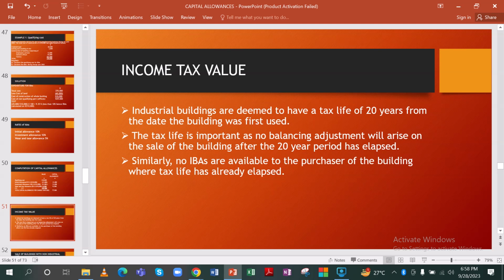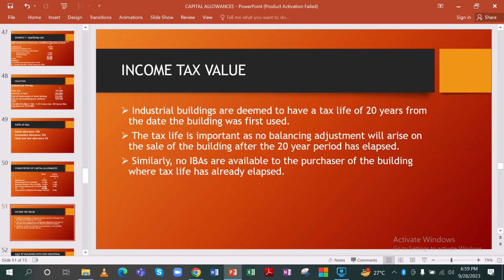Why is this so? It is important to take note of this because in an exam question, you can be told about the time when the building was commissioned, and then when you count the number of years to the time you are asked to calculate the capital allowance, you might find that the 20 years have passed. That means you do not qualify to claim capital allowances because the time has lapsed. You have crossed over 20 years.